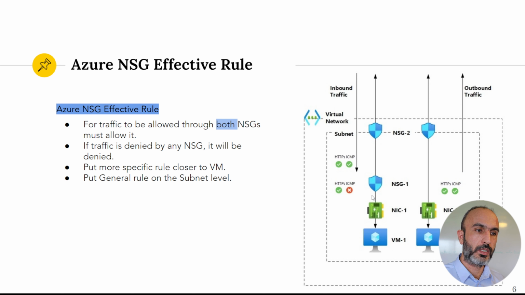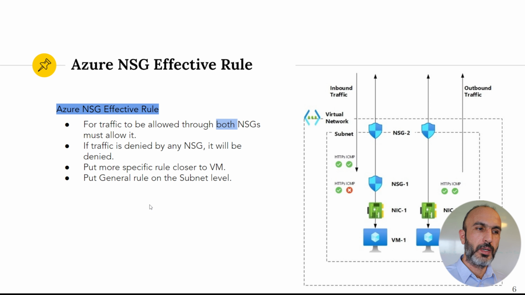So in the end, what's going to happen? The HTTPS traffic will be allowed through to VM1. For VM2, both types of traffic will be allowed because they are using the rules in the NSG2, which allows both types of traffic.